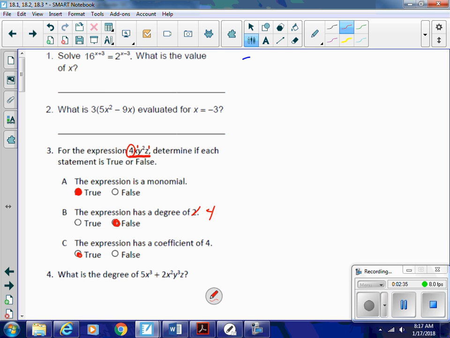Number 4, what is the degree of that given expression? So I see a third power here. I see a 2, 3, and an understood 1 here. Obviously, I've got higher exponents over here. I add them up. 2 plus 3 plus 1 is 6. This is of the 6th degree.